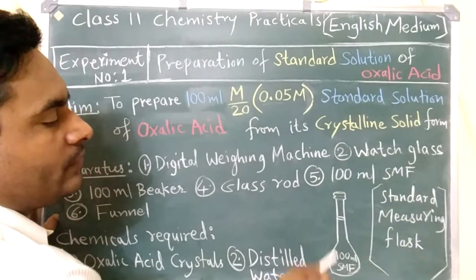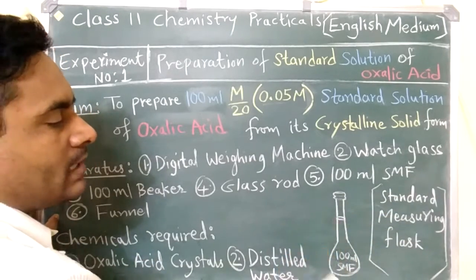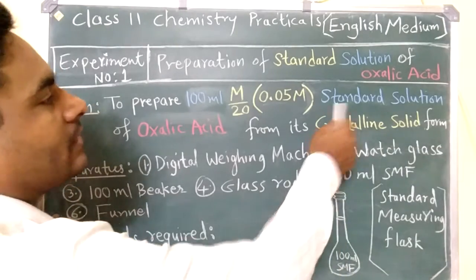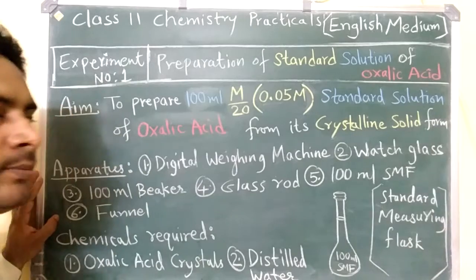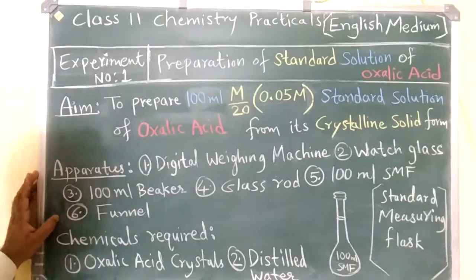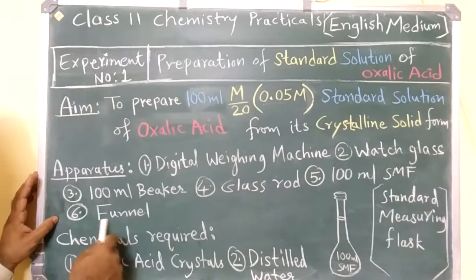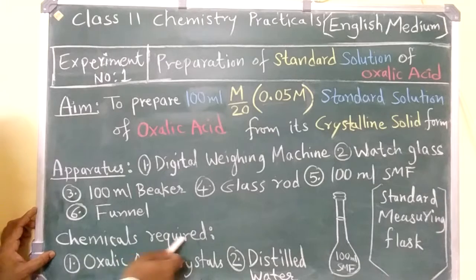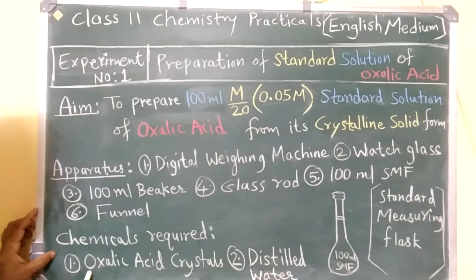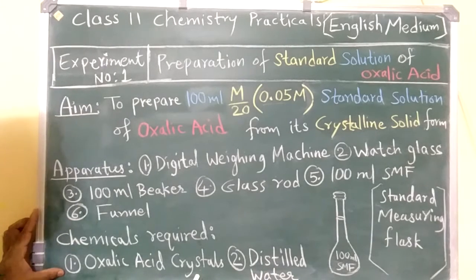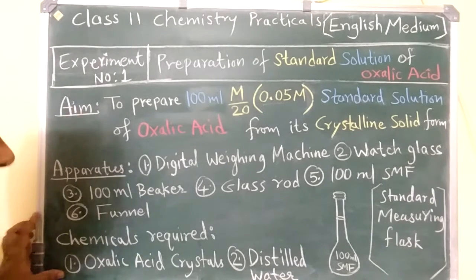The figure I have shown this way. Okay, this type of glass apparatus is called SMF, standard measuring flask. Whenever you have to prepare a standard solution, always you have to use this type of flask, which is called the standard measuring flask. And the last apparatus you have to use is a funnel. Now, chemicals required: oxalic acid crystals, and another one is distilled water. So this oxalic acid crystal is the solute and distilled water is the solvent.